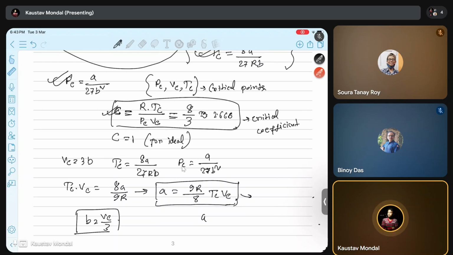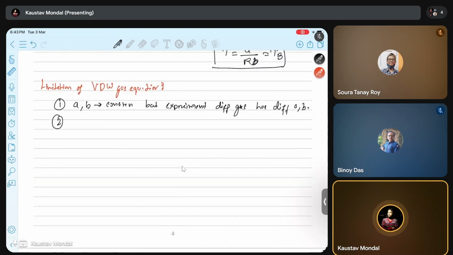The experimentally calculated value of this critical coefficient C is in between 3.1 to 3.9, depending upon different species of gas. But from the Van der Waals gas equation, we have seen that C has a fixed value of 8 by 3, which is not true.